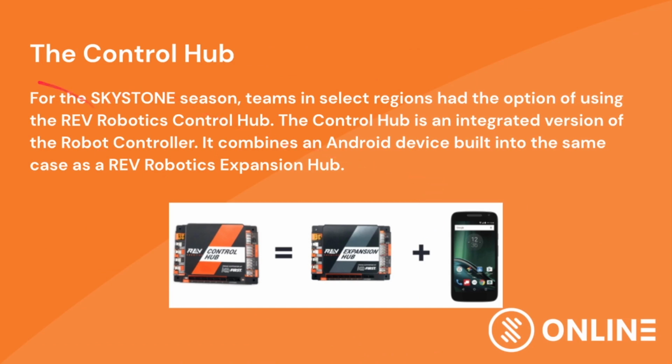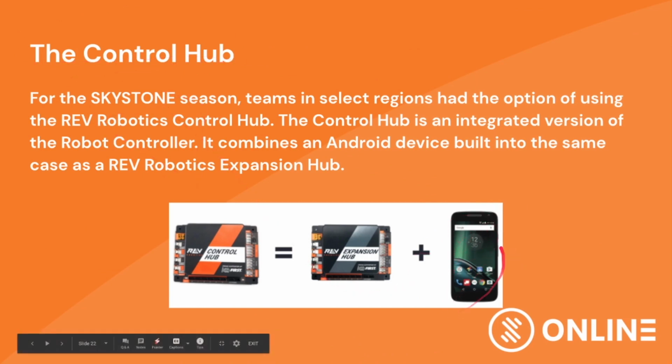So last year, Rev introduced a new expansion hub, basically called the Control Hub. And what it did is it allowed you to not even need to have one of your Android devices because it was built into the device. So for the Skystone season, teams in select regions had the option of using the Rev Robotics Control Hub. The Control Hub is an integrated version of the robot controller. It combines an Android device built into the same case as a Rev Robotics expansion hub.